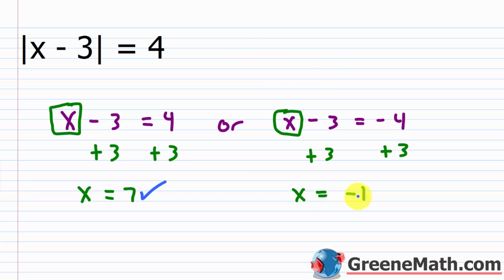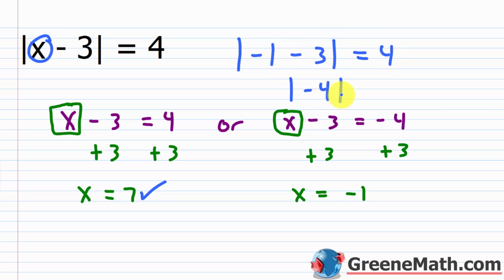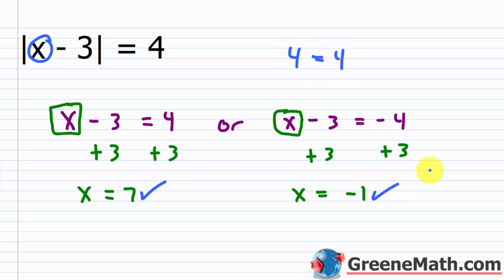We have x equals negative 1. So if I plug in a negative 1 for x right there, so negative 1 minus 3, we're taking the absolute value of that. This should be equal to 4. Negative 1 minus 3 is negative 4. So you'd have the absolute value of negative 4 is equal to 4, and we know that's true, right? The absolute value of negative 4 is 4, so you get, again, 4 equals 4. So this one's a big check too.